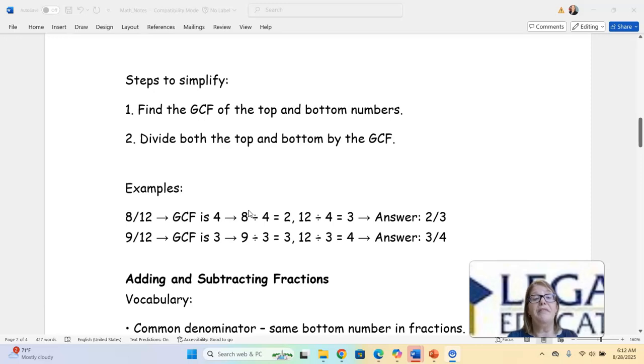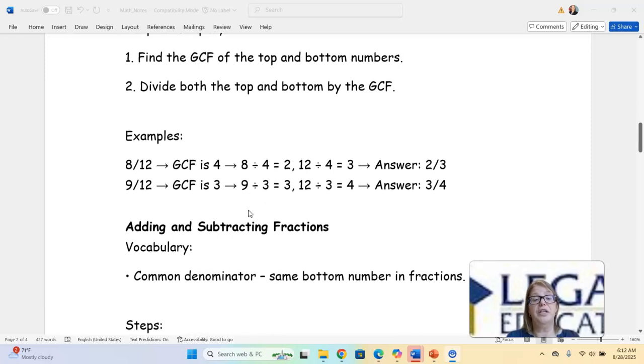So if you're going to simplify, you're going to find the GCF of the top and the bottom, and then you're going to divide by that number. So let's look at a couple of examples.